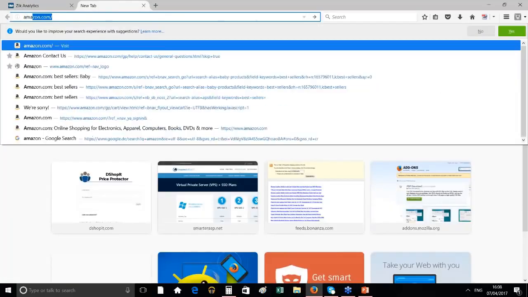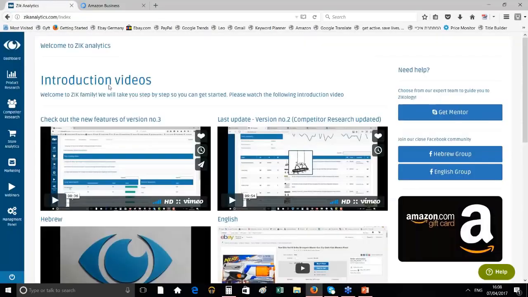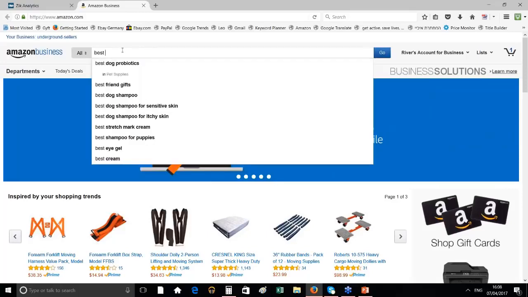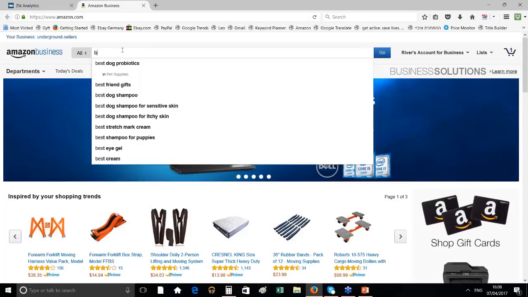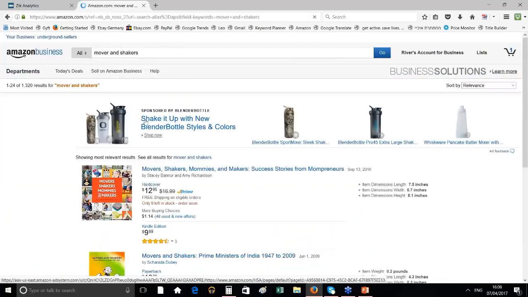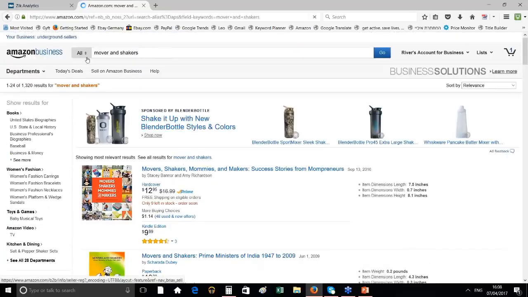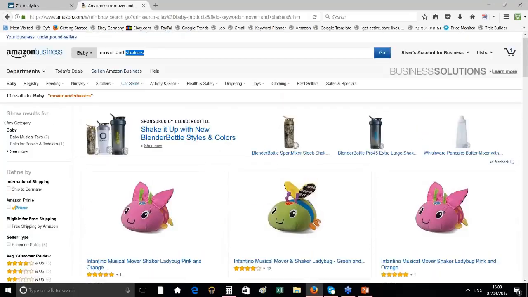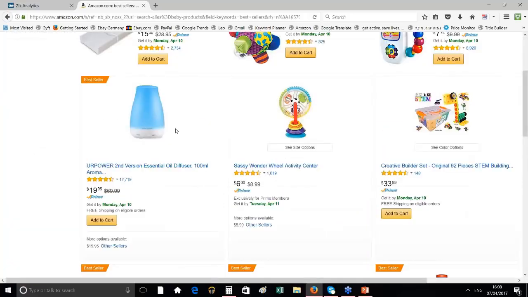Okay, we start. So remember our method. First thing to do, we're opening Zik Analytics. This is the work structure now. We're going to Amazon. We can go here to best sellers or movers and shakers. It's not really important, just a place where there's a lot of sales. We can just go for one category. I take the baby category. Let's do it like this. Best sellers. Okay, we got these items.